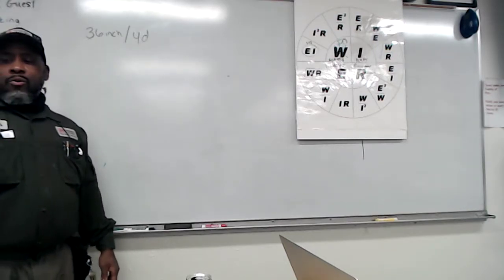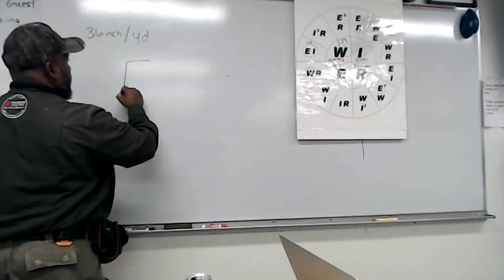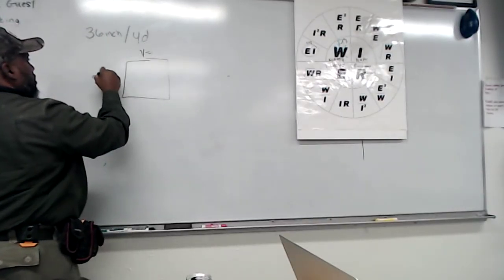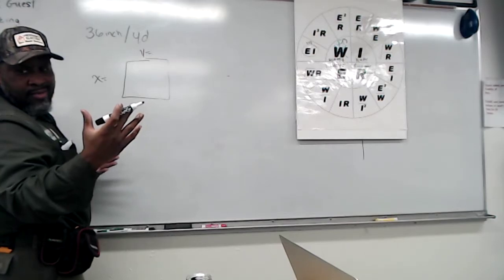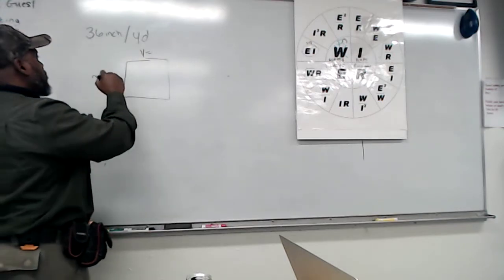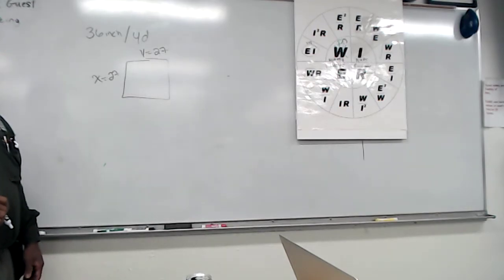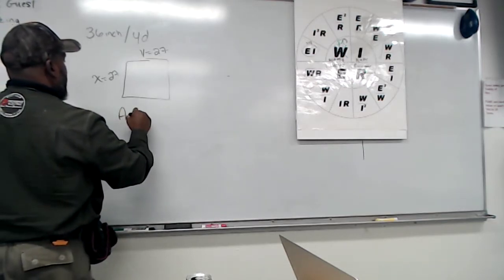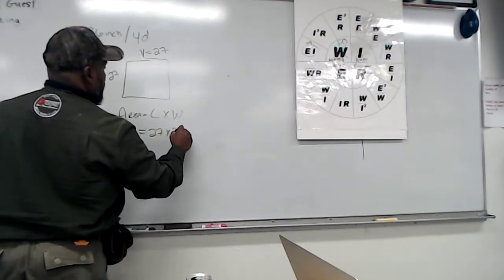36, okay. So the area is all the way around this, right? If I got a square and they gave me Y and they gave me X, it was 27. They're both 27. They want to know the area. How do you find the area of a square? Length times width. So all I gotta do is go 27 times 27.